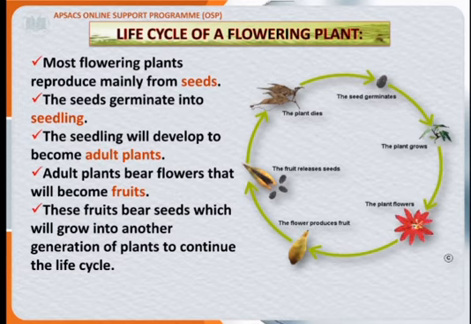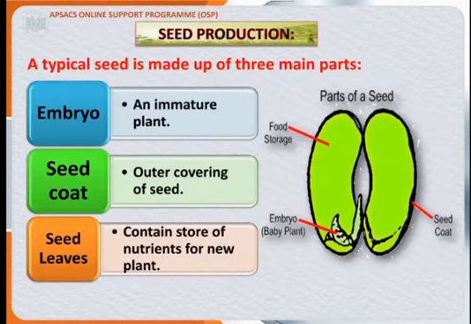Seed production. A typical seed is made up of three main parts. Number one is embryo, then seed coat, and seed leaves. So, what is the function of the embryo? Embryo is an immature plant and it will grow into a new plant under the right conditions.